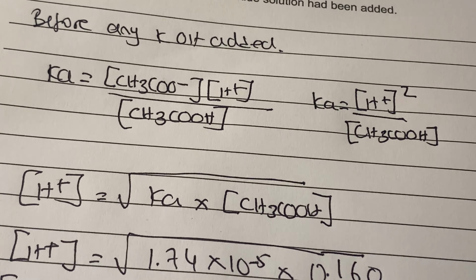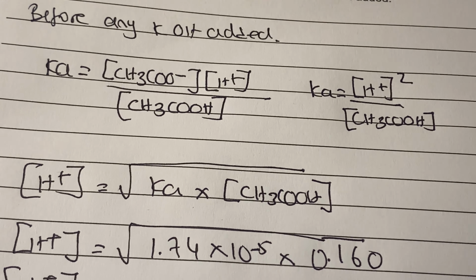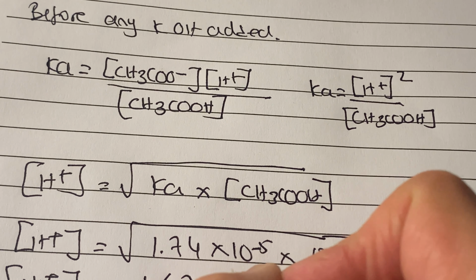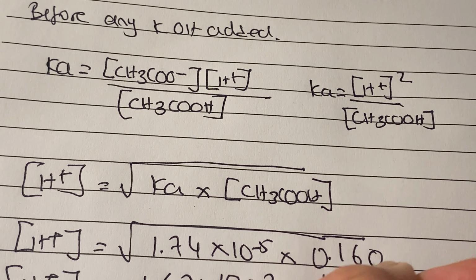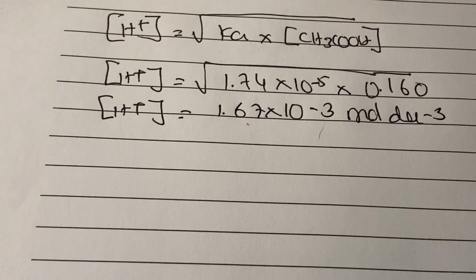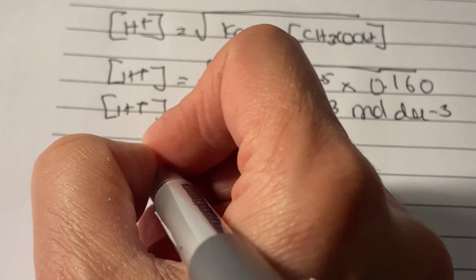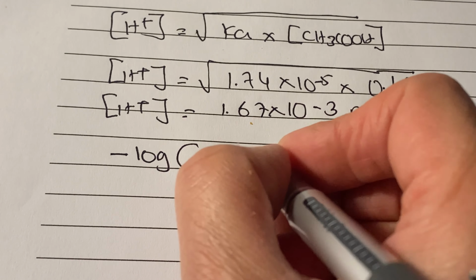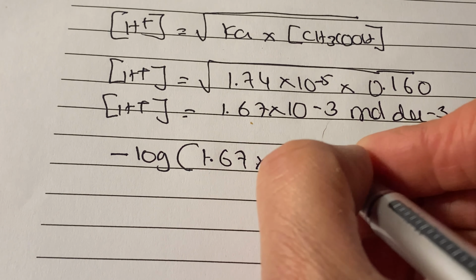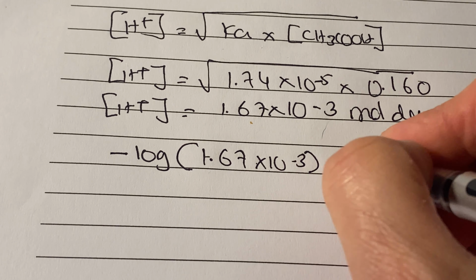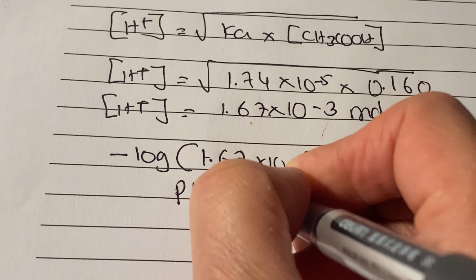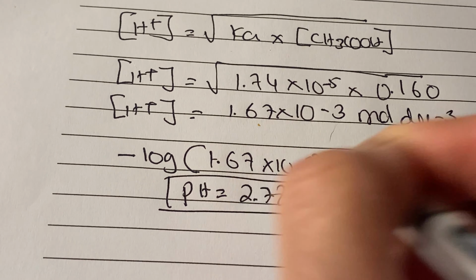So the H+ ion concentration is going to be 1.67 × 10^-3 mol dm^-3. So now you can just do minus log of this value, which gives you 2.78. So the pH equals 2.78. So that's the answer to the first point.